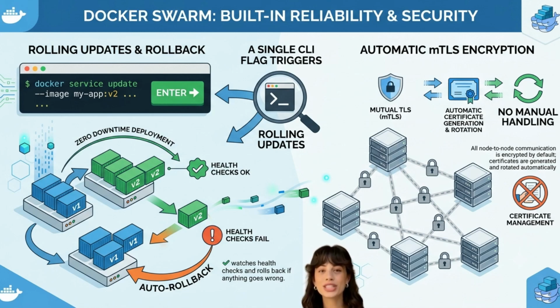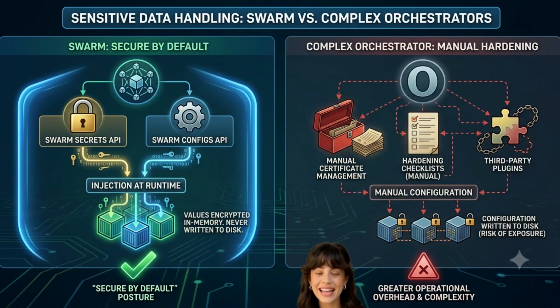All node-to-node communication is encrypted by default with mutual TLS. Certificates are generated and rotated automatically, so you never handle them manually. Sensitive data is handled through Swarm's native secrets and configs API. Values are injected into containers only at runtime and never written to disk. This secure-by-default posture stands in contrast to the manual certificate management, hardening checklists, and third-party plugins that more complex orchestrators often require.